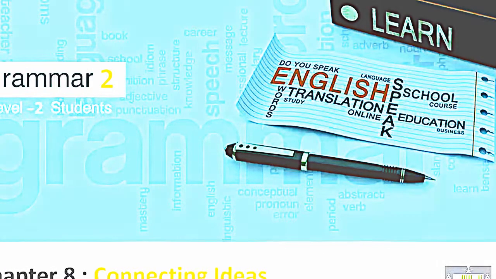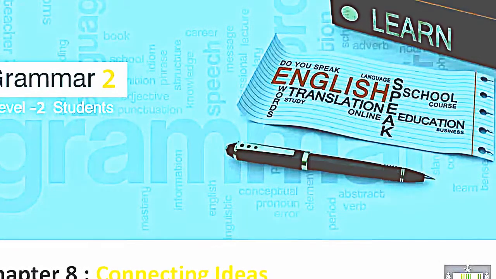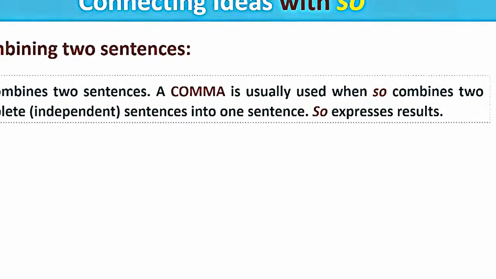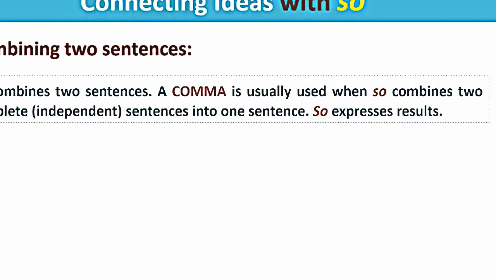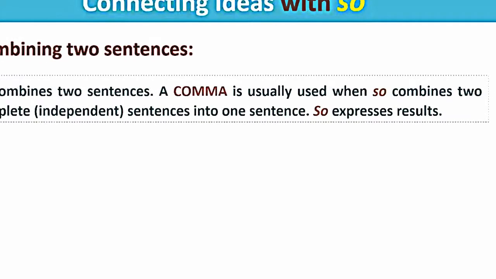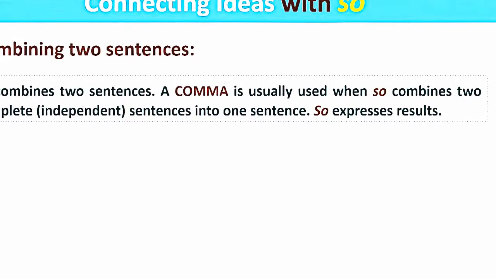Grammar 2 for Level 2 students. Chapter 8, Connecting Ideas. Connecting ideas with so. Combining two sentences. So combines two sentences. A comma is usually used when so combines two complete independent sentences into one sentence. So expresses results. Let's see the example.